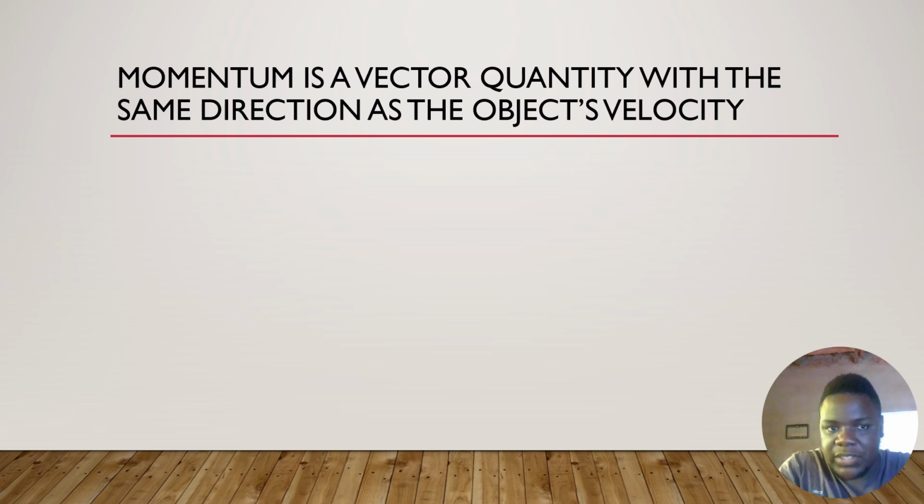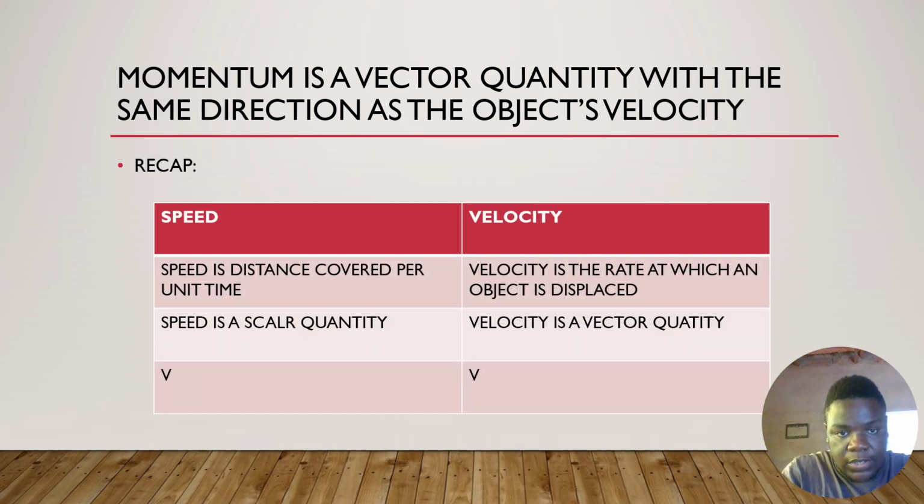Okay? You can pause the video here and just try to remember what is a vector and how it differs from a scalar. Now, momentum depends on the velocity because it has the same direction as the velocity. Let me remind you the difference between speed and velocity. What is speed? Speed is the distance covered per unit time, whereas velocity is the rate at which the object is displaced.